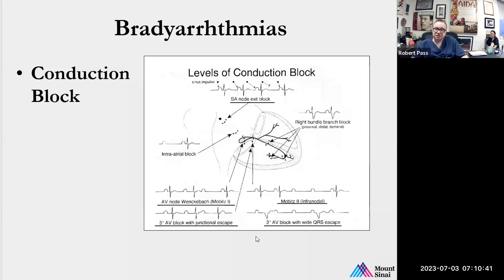And then finally, in third degree block, no P waves are conducting at all. You can have either a narrow QRS, which sometimes people call a junctional escape, or a wide QRS. I'm not really sure why the person who made this little diagram separated those two, but the bottom line is that in third degree block, none of the P waves conduct. So again, first degree block, all P waves conduct with a long PR. Third degree block, no P waves conduct with any PR. And second degree, they conduct in varying manners based on the level of block.